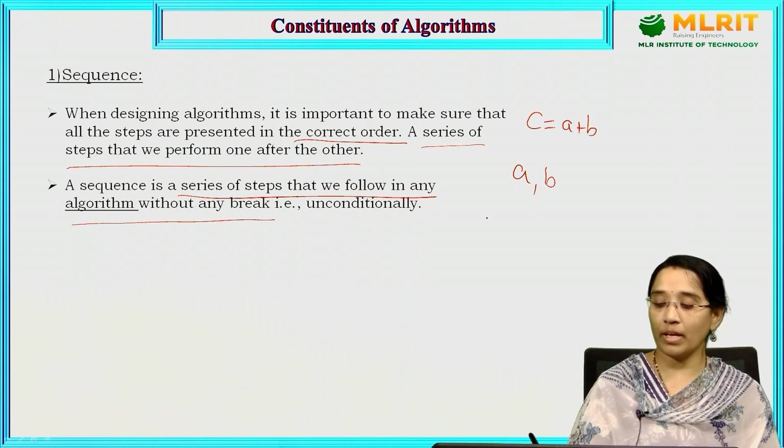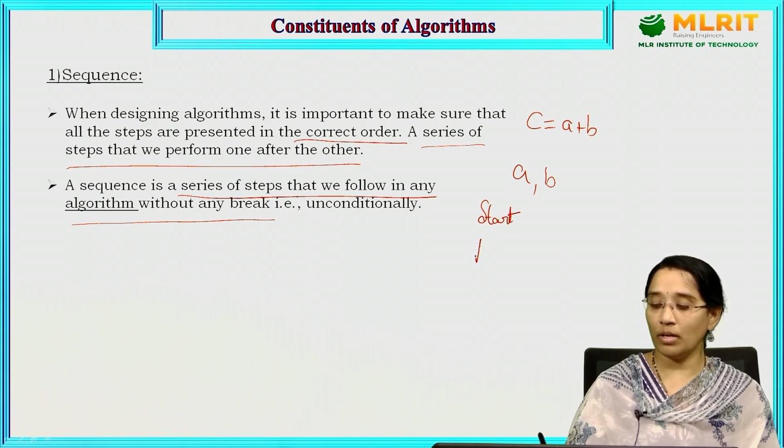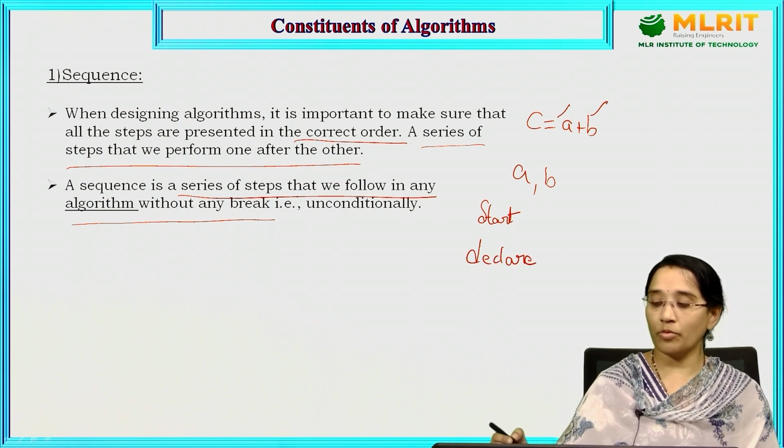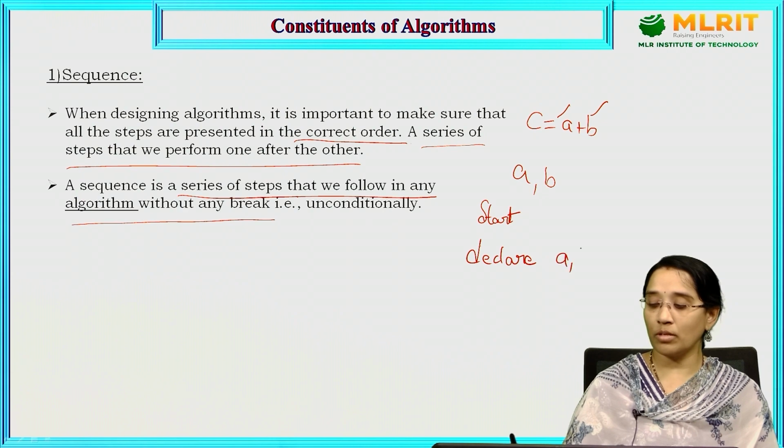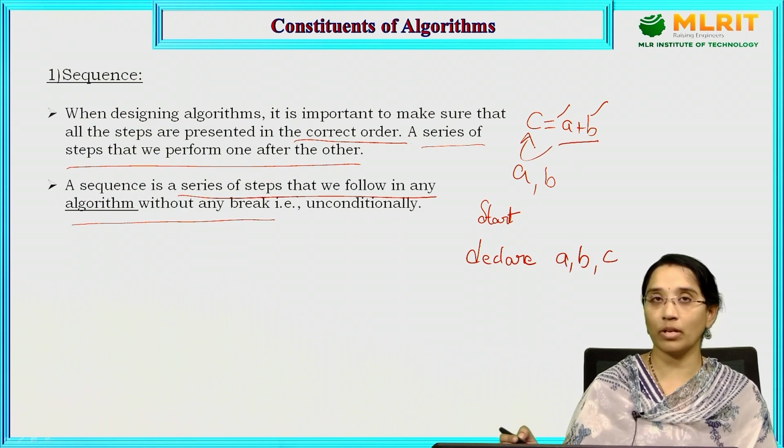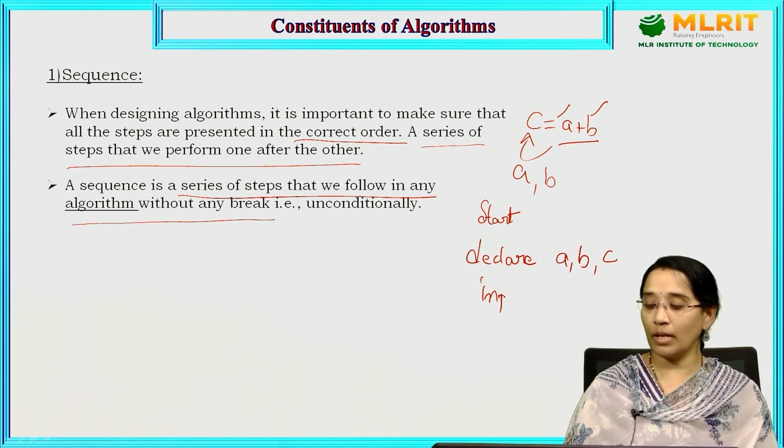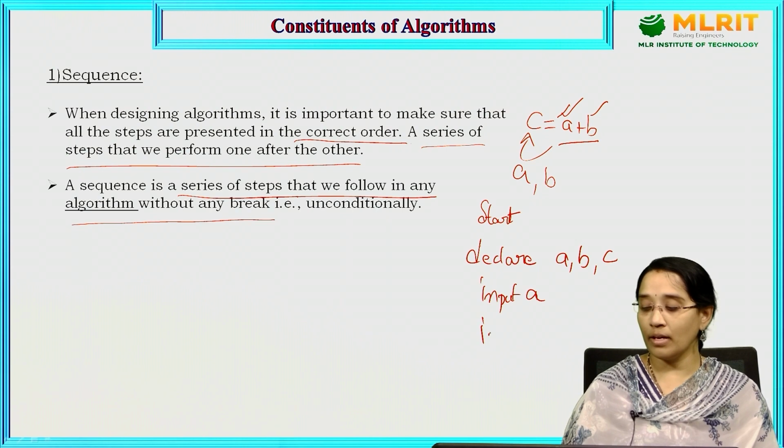So how can we write an algorithm? First thing is step 1, start. Step 2, declare three variables. So these are the inputs a, b, and c. After adding these two numbers, the result we will store in c. Next one, input a. One input for addition is a and the other input is b.